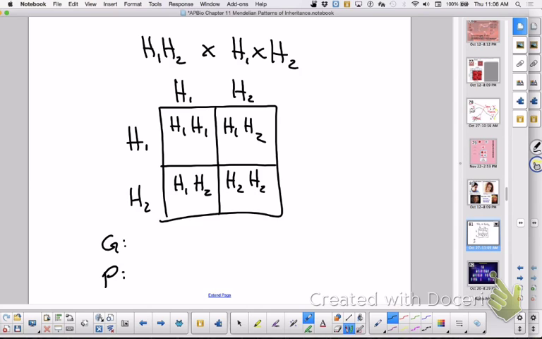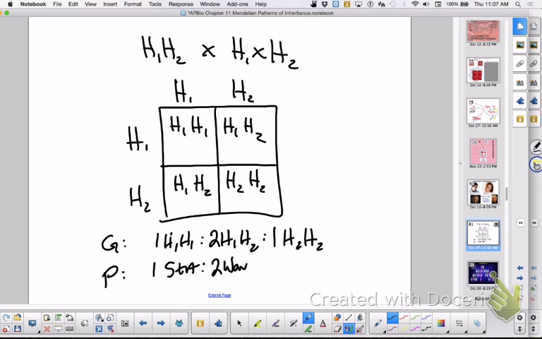Okay, what's my genotype ratio? 1 H1H1. Don't give me any naked ratios. Then what? And? Yeah, if you were doing this in an essay, never give me naked numbers. You need to tell me so I can tell that you know the difference between a genotype and a phenotype. Okay, what would be the phenotype? 1 straight hair, 2 wavy, 1 curly.